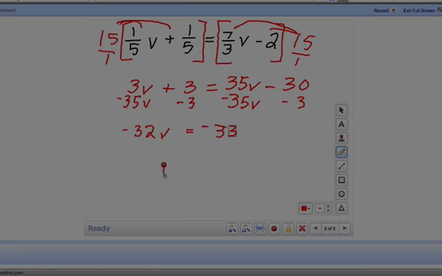And now you're going to divide both sides by negative 32. You get negative 33 over negative 32, and then we want to simplify that. A negative divided by a negative is a positive, and so you get 33 over 32. And that's your solution.